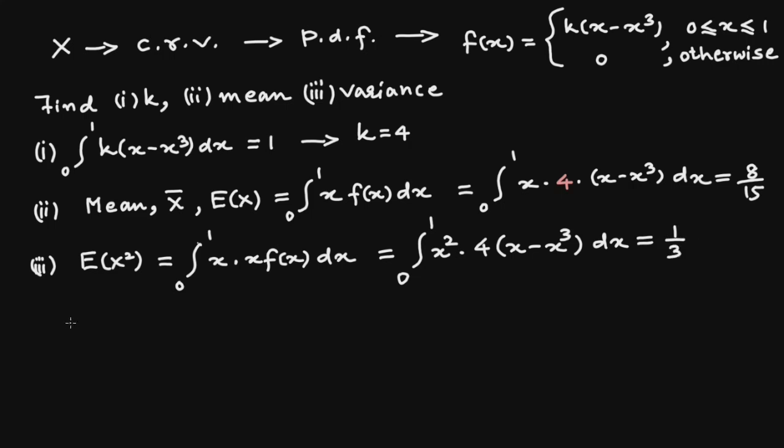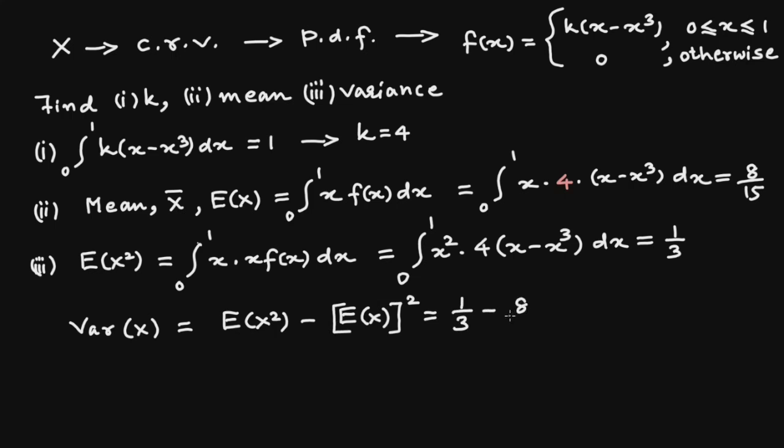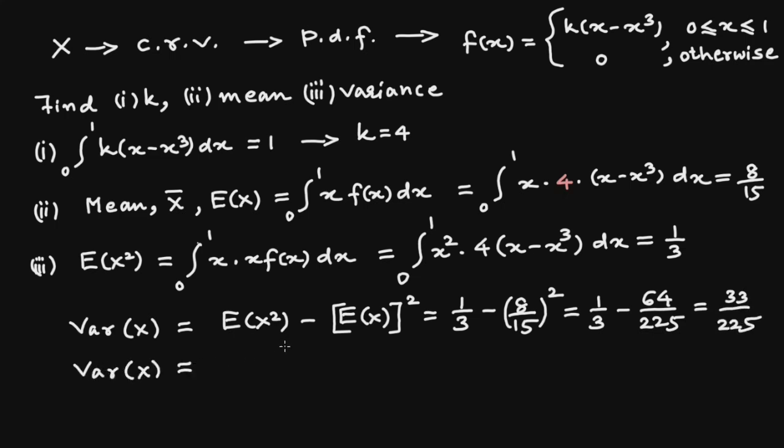Now we have variance x equals expectation x square minus expectation x whole square. 1 upon 3 minus 8 upon 15 square. 1 upon 3 minus 64 upon 225, which will be 33 upon 225. So variance x will be 0.1467. So the three answers: k is 4, mean is 8 upon 15, and variance is 0.1467.